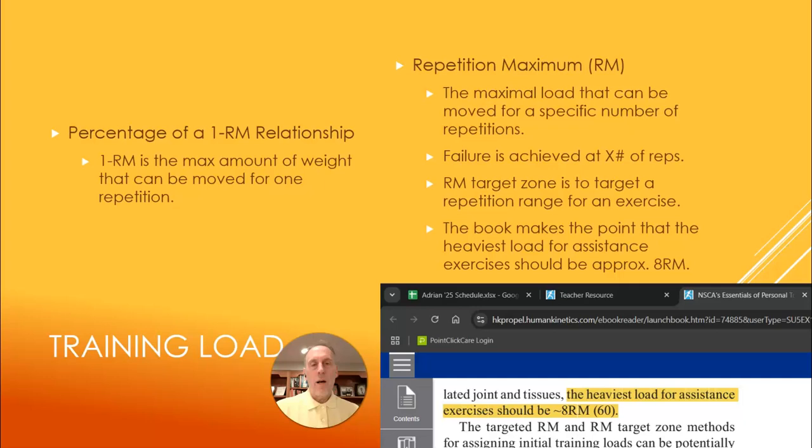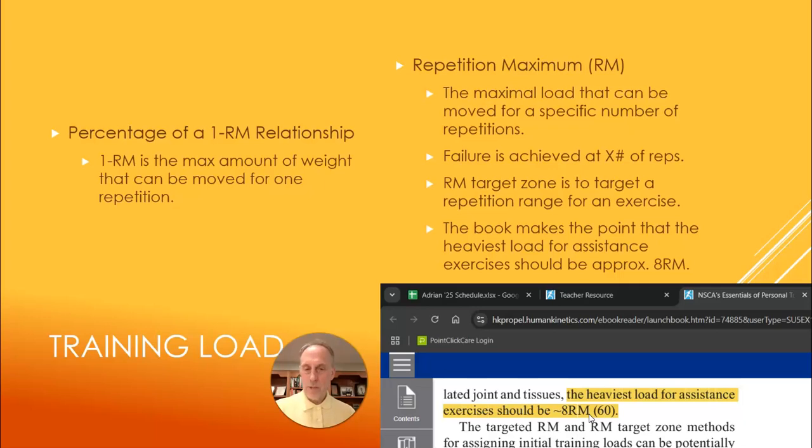So when you look at repetition maximum target zone, you're trying to target within a particular range. Okay, today we're going to do somewhere between 8 to 10 reps. Today we're going to do between 6 and 8 reps, whatever that range may be. But I will say this, when you look at what the book provides and what you'll be asked later on, they make it a point that the heaviest load for assistance exercises should be approximately 8 RM.